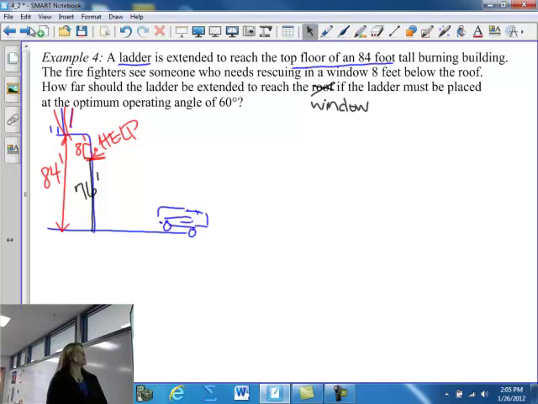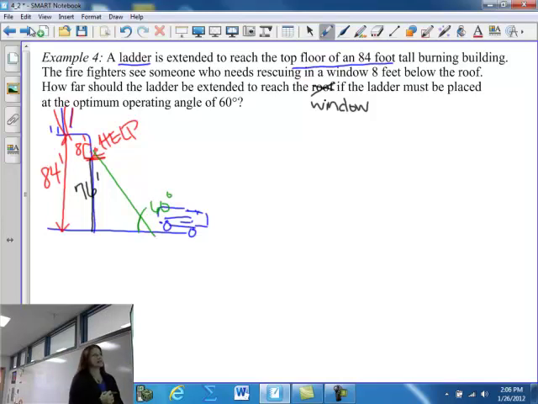If the ladder must be placed at the optimum operating angle of 60 degrees. So you need to look that up? I have a firefighter friend who told me. I need to put a ladder right here. Well, if you put it too steep, they fall off. Probably. All right. This is a 60-degree angle.